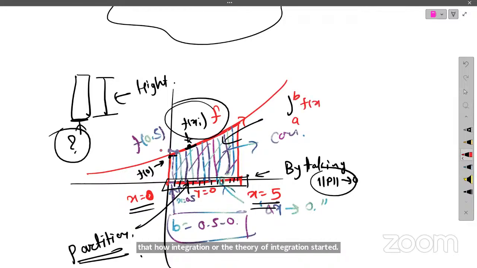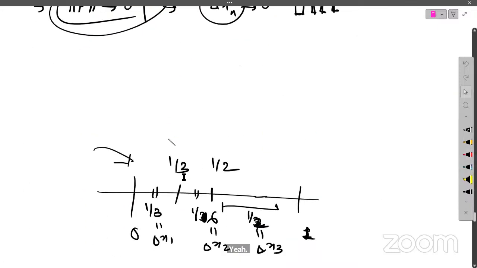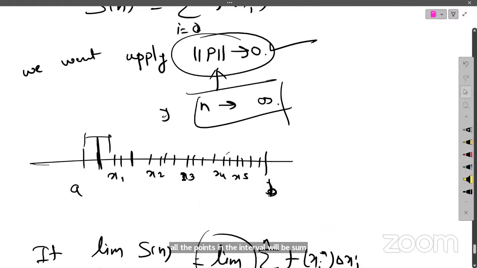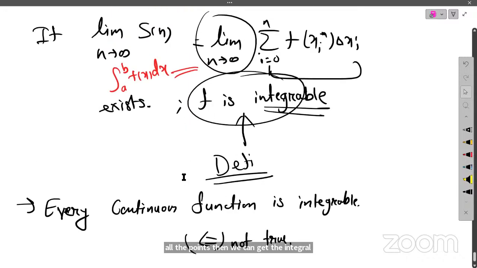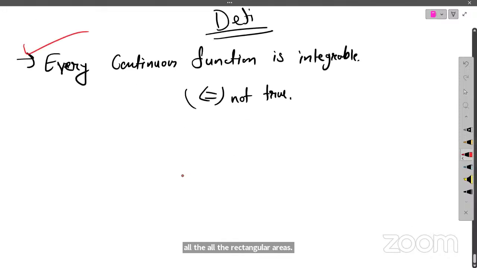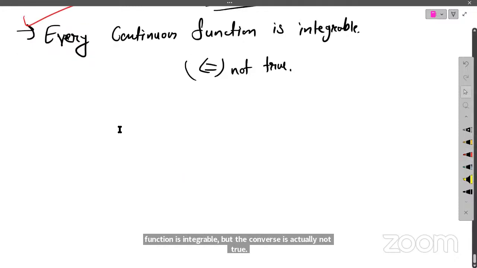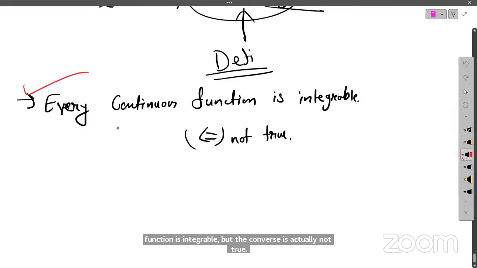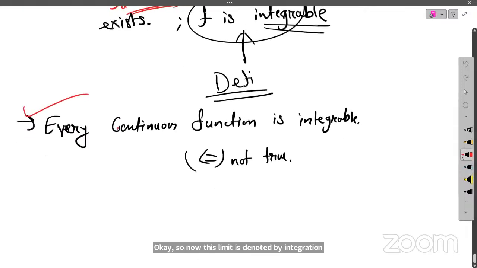So ma'am, from here we can say integration is nothing but summing all the points in the interval, and then we get all the rectangle areas. And this result we always use, that every continuous function is integrable, but the converse is not true. For that, you need some other type of example. So now this limit is denoted by integration a to b f of x dx. Okay, is that fine?